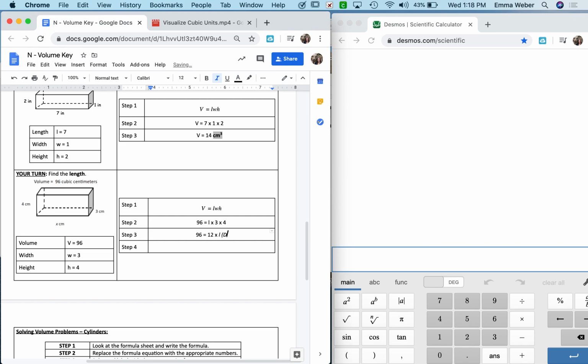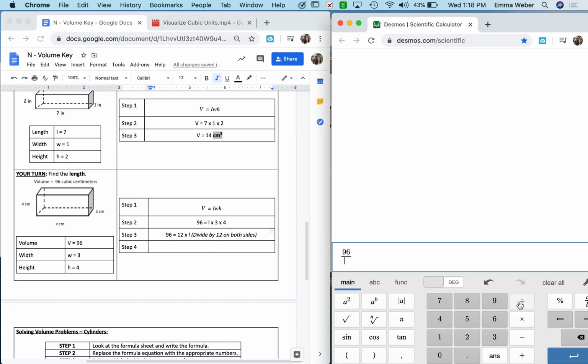I'm going to write it in parentheses here. It's hard to type math on here, so I'm going to have you write divide by 12 on both sides. When we do that, 96 divided by 12 is 8.